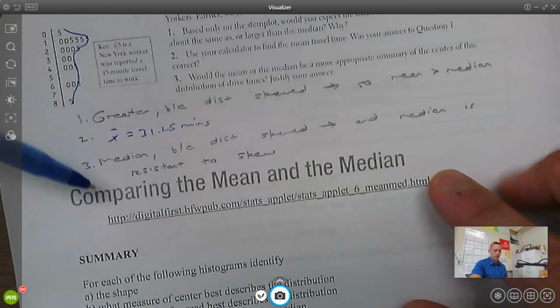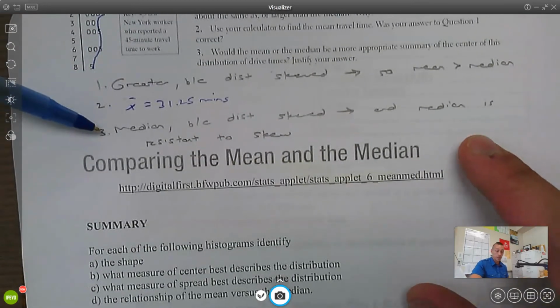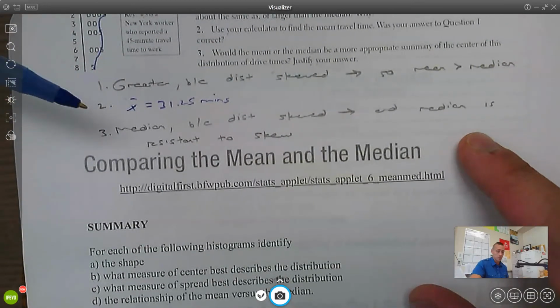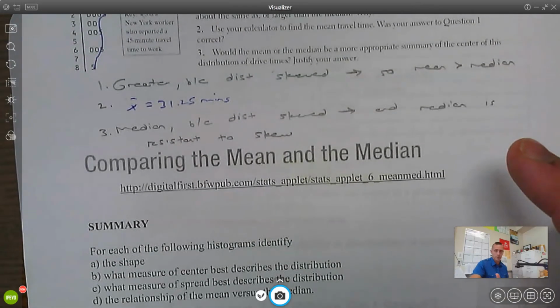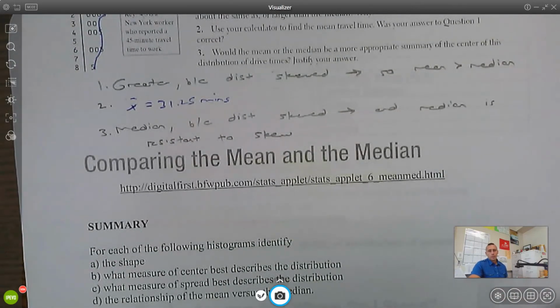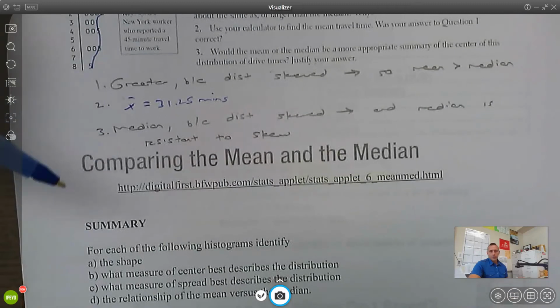And then just rehashing number 3, using the median for measure of center because the distribution is skewed right and mean is not resistant to skewness. This little applet just goes through comparing the mean and the median. It allows you to make a dot plot and look at the mean and the median. Just going over if it's skewed to the right, the mean is greater, skewed to the left. And you can see how moving each point affects those. So it's kind of cool.